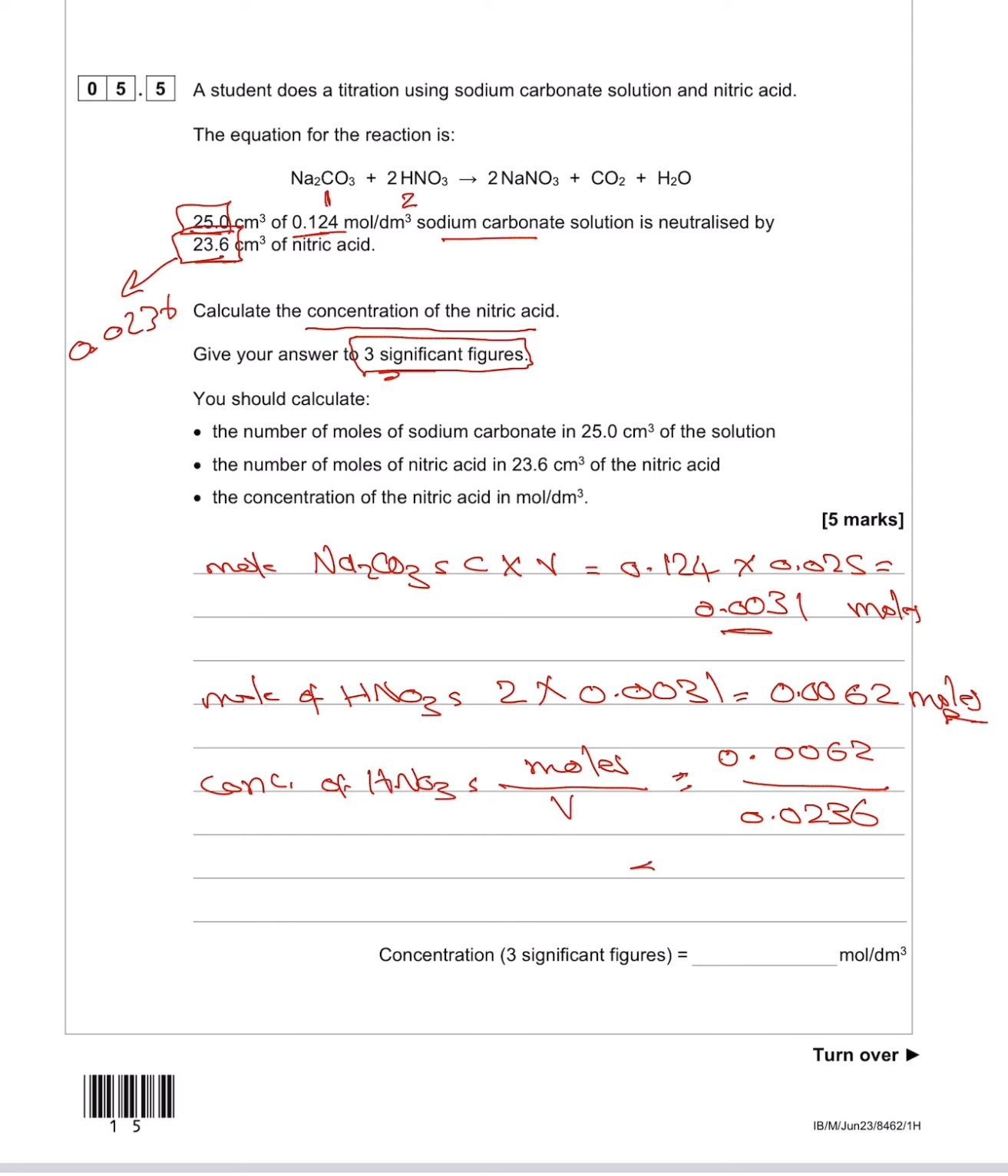0.0236, and your answer will be 0.026271. And to give the concentration in 3 significant figures, it's 0.263 mol per dm³.